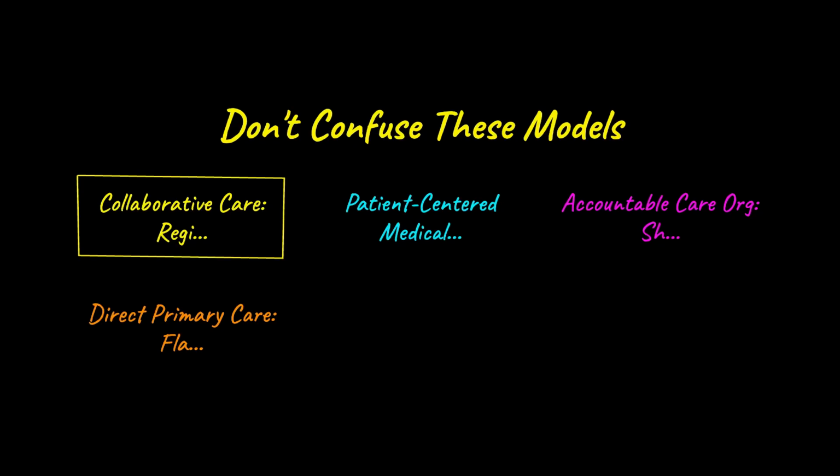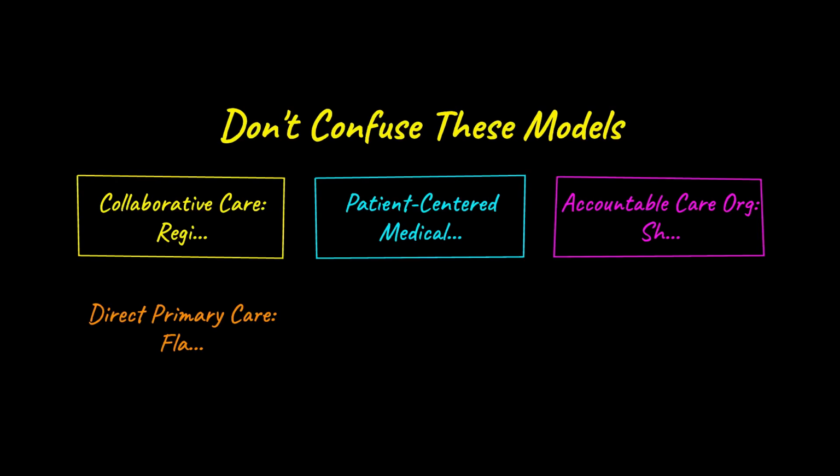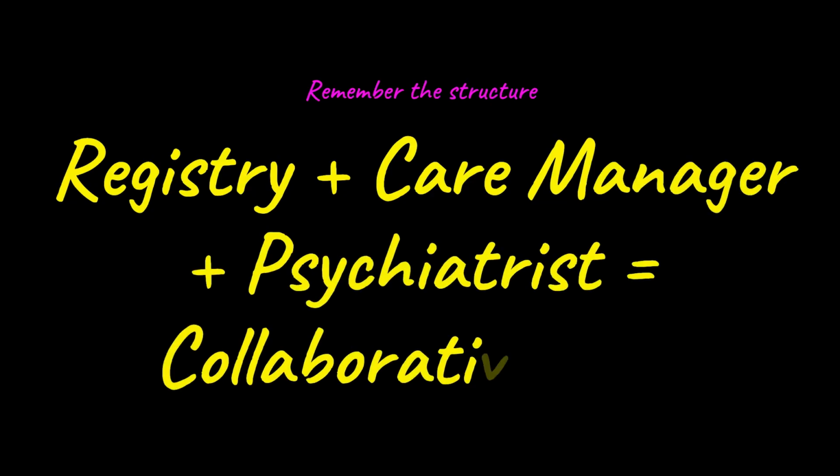Exam writers test whether you can distinguish this from lookalikes. The patient-centered medical home is broader team-based primary care recognized by accreditors. The accountable care organization is a shared savings contracting arrangement, and direct primary care runs on flat membership fees. The collaborative care model is specifically defined by its registry, care manager, and consulting psychiatrist. When a stem describes a registry, a behavioral health care manager, and curbside psychiatric guidance, think collaborative care model.